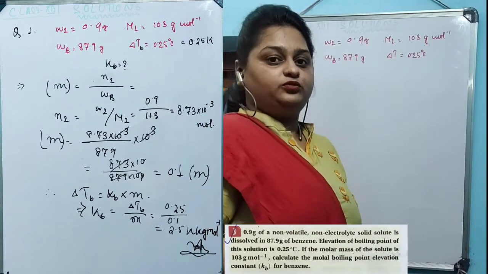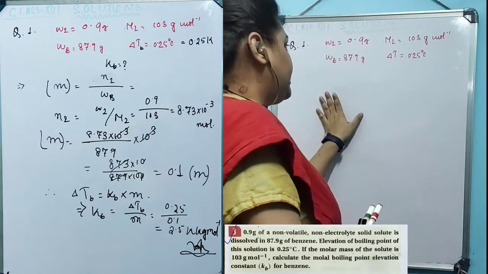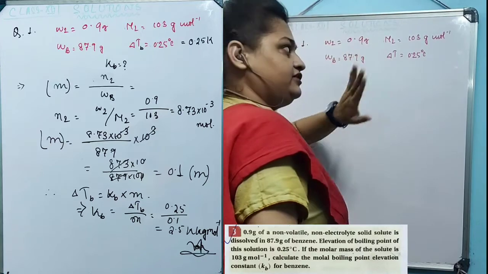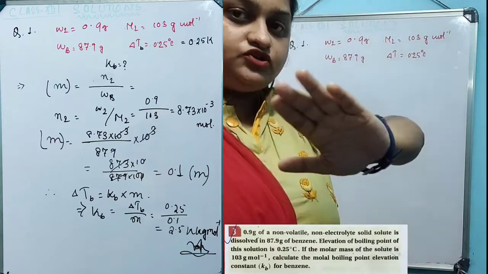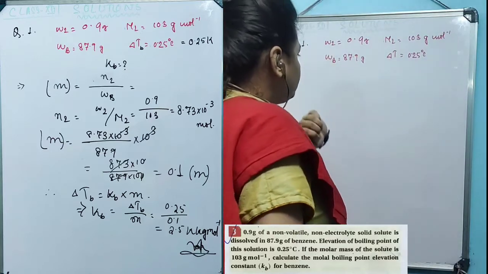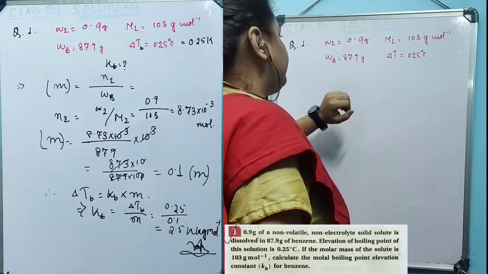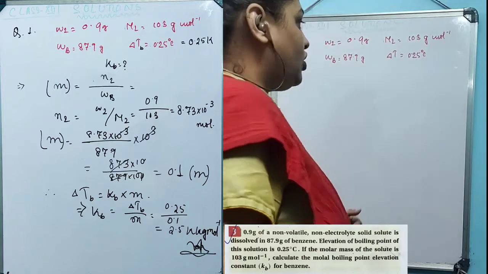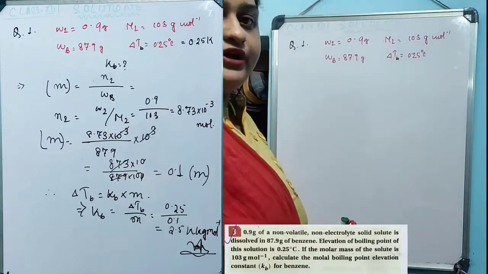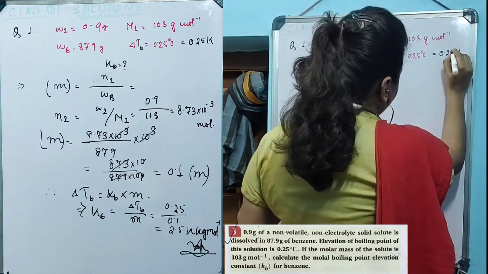In this mathematical problem, the information that has been given is the mass of the non-volatile, non-electrolytic solid that has been dissolved in benzene, W2 equals 0.9 gram. The molecular mass of the solute is also given, that is 103 gram per mole. The mass of benzene is also given in the problem, that is 87.9 gram, and the delta TB, the elevation in the boiling point, is given as 0.25 degree Celsius, which is nothing but 0.25 Kelvin also.